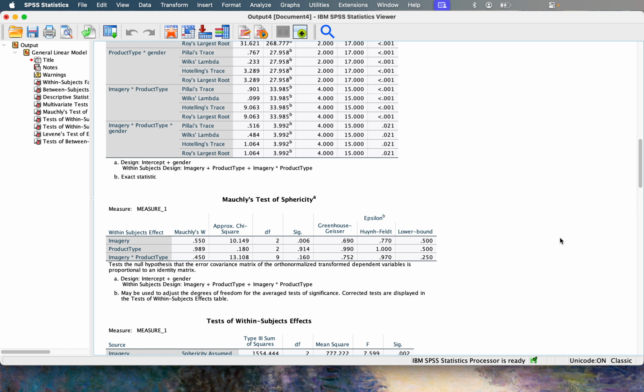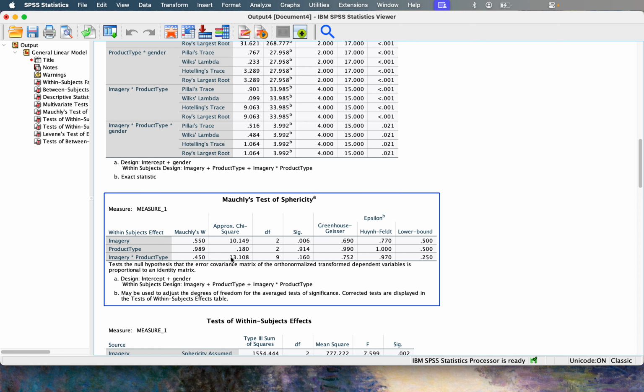Mauchly's W at imagery is 0.55. I'm not going to get into the numbers. This is basically indicating a violation of sphericity, so we need to apply the Greenhouse-Geisser correction, or however you say that. It has to be applied. There we see that.